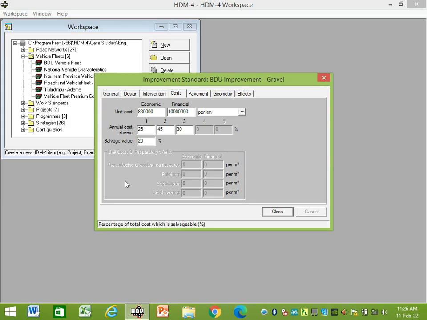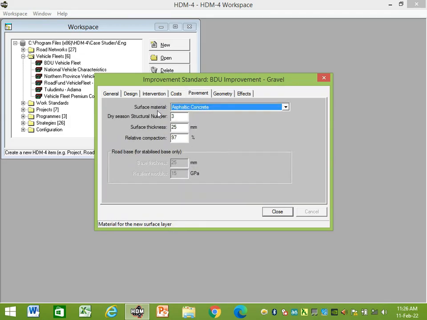Upgrading cost 10 million. Financial 8,300,000 per kilometer economic. 3 years of implementation. First year 25%, second year 45%, third year 30%, salvage value 20%. That's the cost.